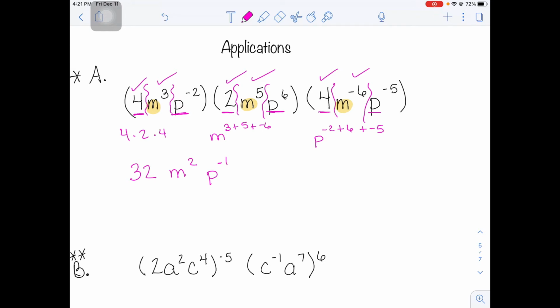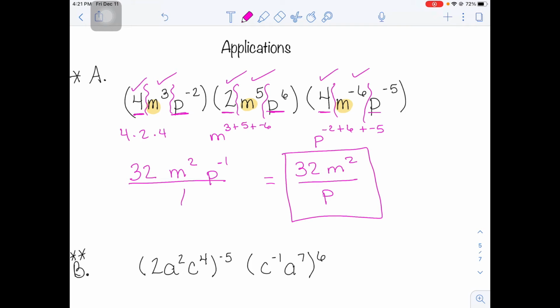Now I've combined all my terms together. I want to see how things are happy or sad. So 32, is he happy upstairs? Yes, he can stay upstairs. Is M squared happy? Yes, he can stay upstairs. Is P to the negative 1 happy? No, he moves to the bottom. So this would be our final answer.